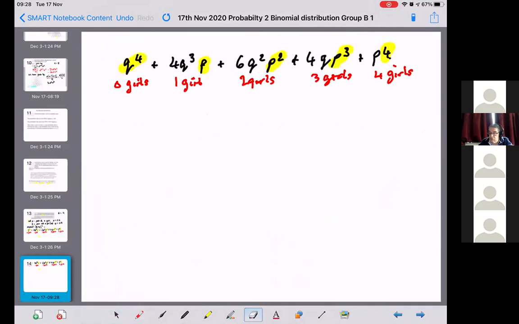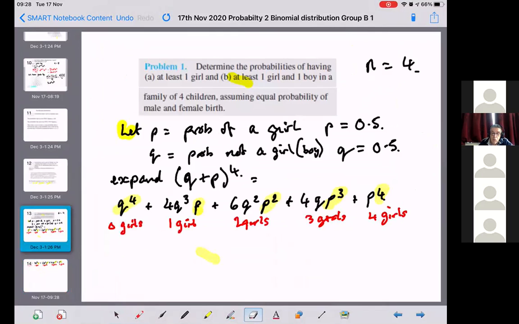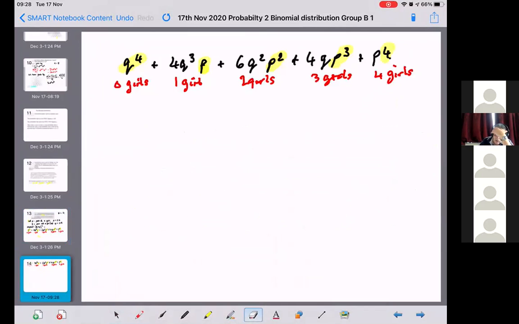I understand that's perhaps not one of the easiest topics to get, but the question wants to know, for part A, what's the probability of having at least one girl? So at least one girl means we want this probability, and that one, and that one, and that one, all added together, because they've all got at least one girl in them.